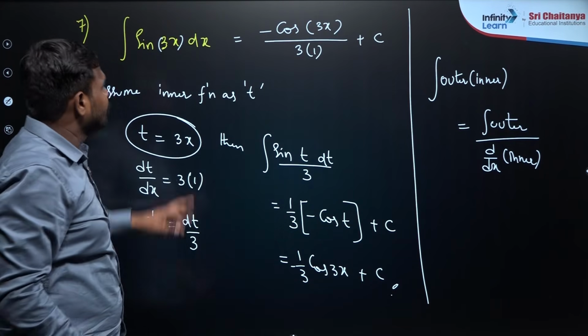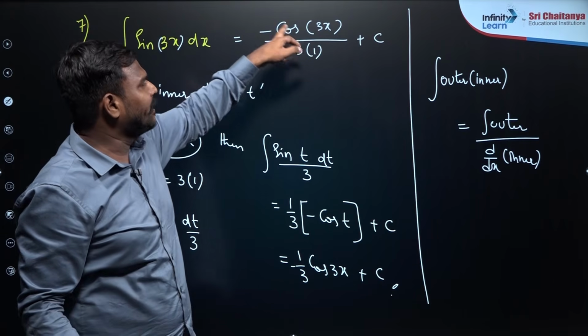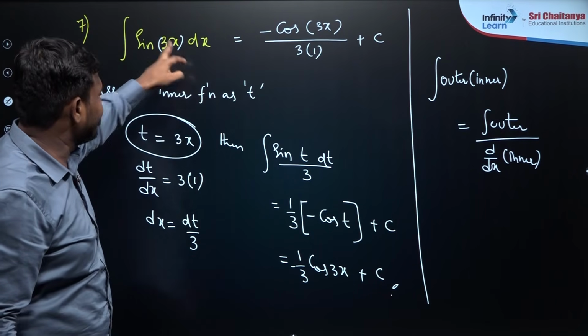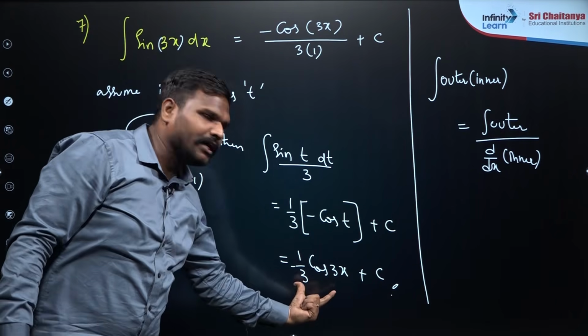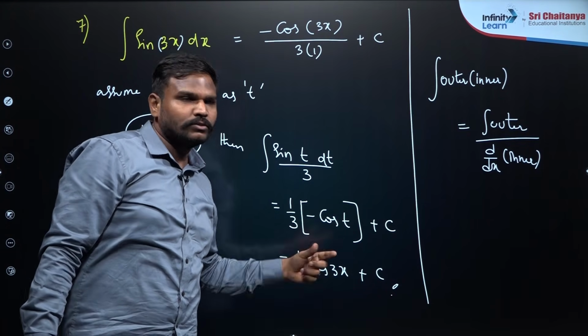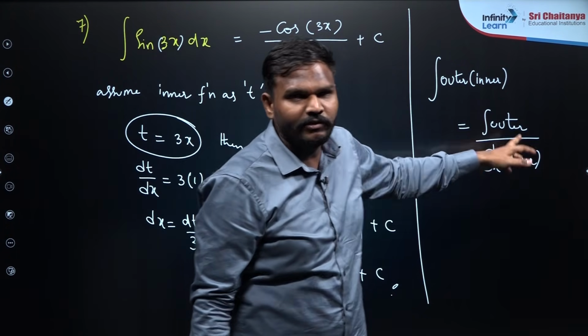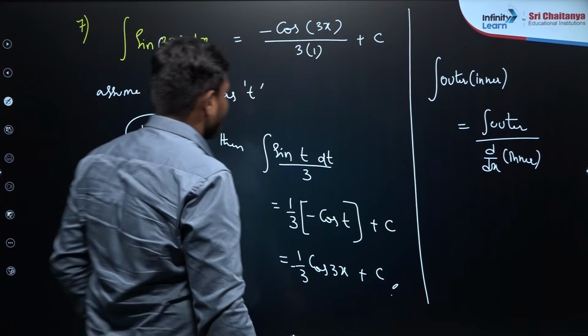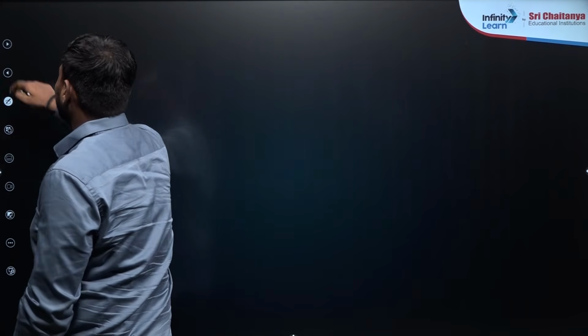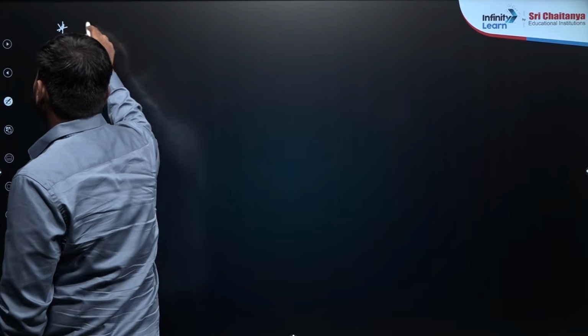Is that clear? Integration of sine of something is minus cos of something, and the derivative of 3x is 3. So if you observe carefully, that is the answer you have got. So what is the shortcut, sir? Integrate the outer function, divide by the derivative of the inner function. So that gives us a couple more formulas, sir.